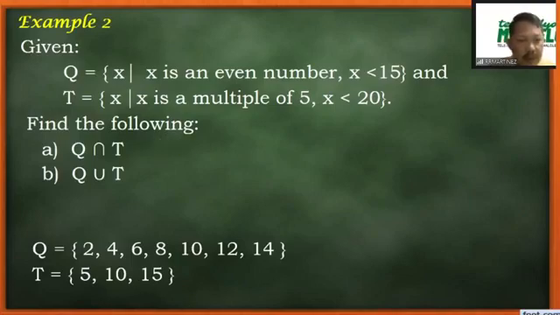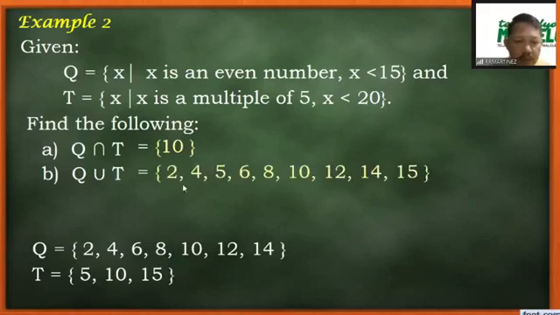Okay, so to answer Q intersection T, as you notice, we have 10. And then Q union T equals 2, 4, 5, 6, 8, 10, 12, 14, and 15. Okay, let us proceed to example number 3.